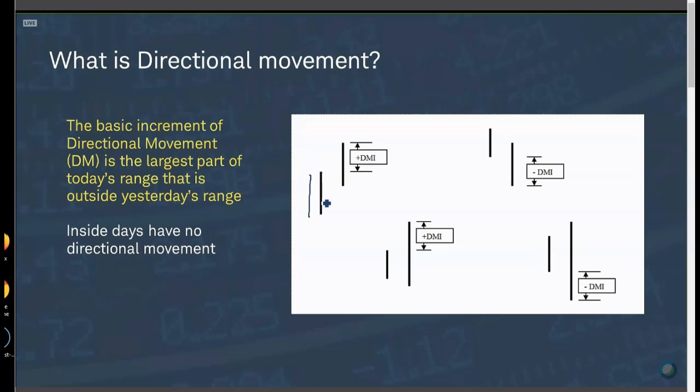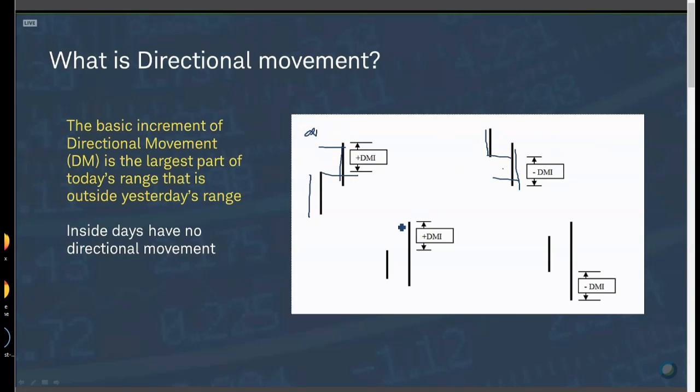So if this is yesterday's range and this is today's range, well, is there any part of today's range that is outside of yesterday's range? Yep, this part right here, it's up. So this day would be considered to have a positive directional movement increment. Let's go to the figure on the upper right. So if this is yesterday's range and this is today's range, then is there any part of today's range that is outside of yesterday's range? Yes, there is. It's this part here. It's down. So this day would be considered to have negative directional movement.